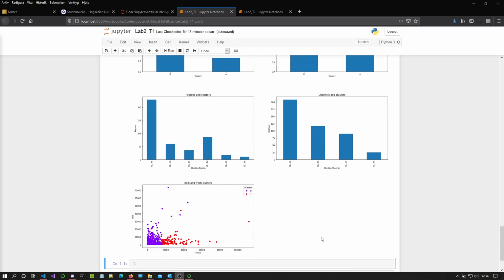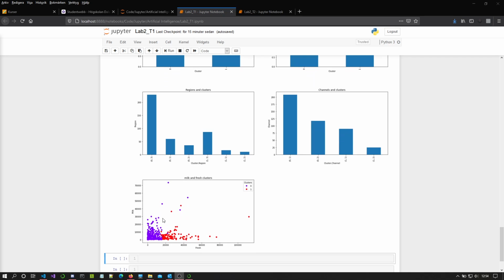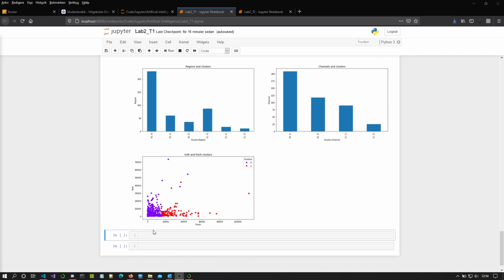And I just thought I would look into milk and fresh just to see a comparison, and we can see that cluster 1 is the same. The ones that buy a big volume of fresh don't buy so much milk, whereas cluster 0, which doesn't buy so much fresh, buys some more milk, shortly speaking.